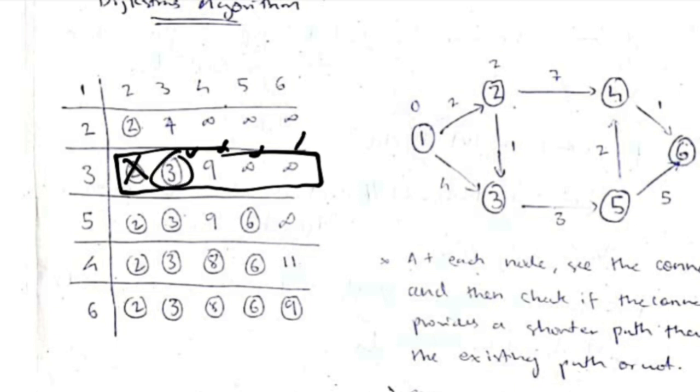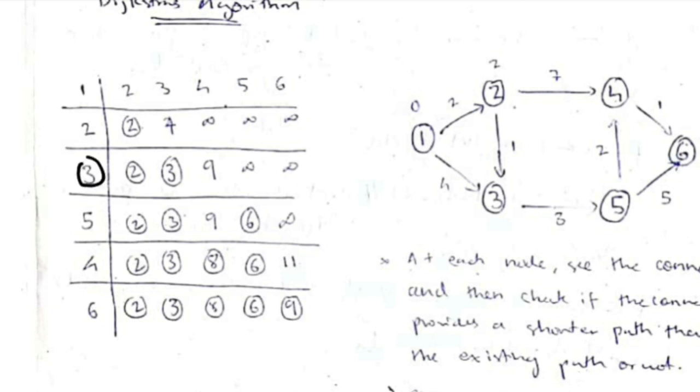The least one is 3. 3 is corresponding to which node? 3, right? So write here the node which is 3, and then we'll be filling the next column. Now see here, 3 is connected to which all nodes? Only it's connected to 5.